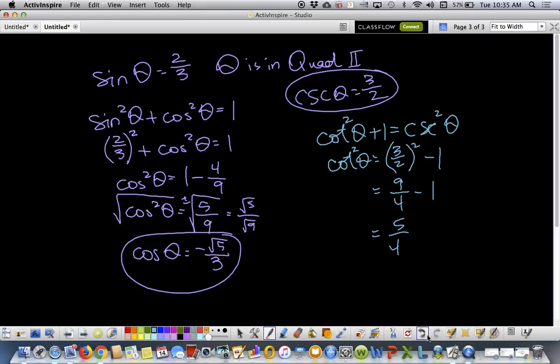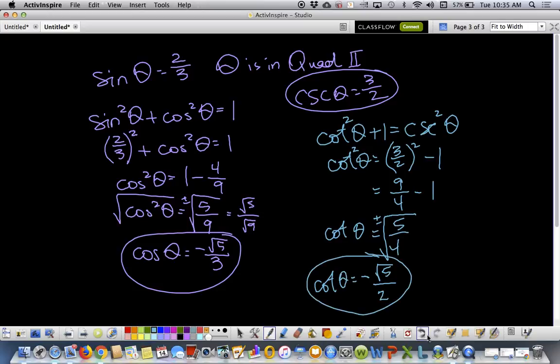So cotangent squared is 5/4. What if I just want cotangent? I have to take the square root. I'm thinking, is it positive or is it negative when I take square roots? What quadrant are we in? 2. Is cotangent positive or negative? Negative. So negative square root of 5 over 2 is cotangent theta. So we've solved for 3 out of the 6.